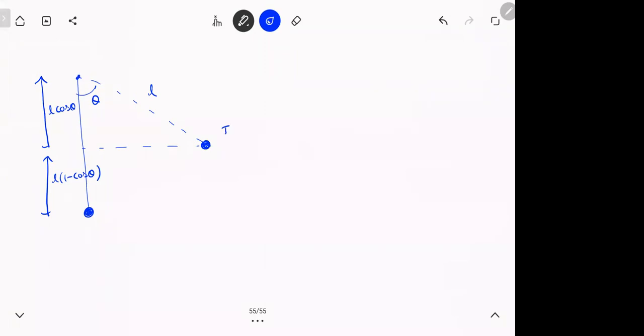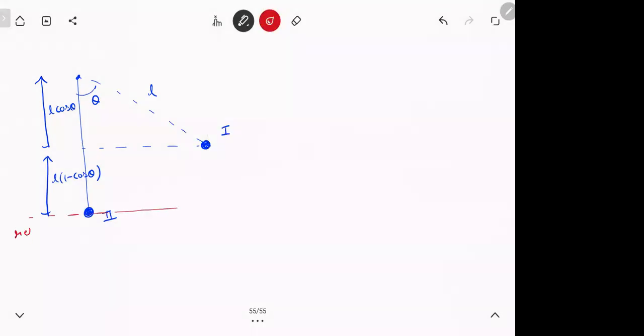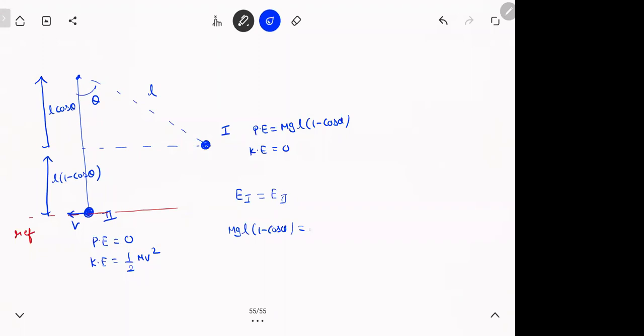So now this is state 1, this is state 2. You can take anything as a reference line. I'll choose this as my reference. So state 1, potential energy mgL into 1 minus cos theta. Kinetic energy 0 because you're starting from rest. Here we'll have some speed v. Potential energy is 0. Kinetic energy half mv square. Since work done by external force is 0, energy in state 1 is equal to energy in state 2. You get mgL(1 minus cos theta) is equal to half mv square. So from here I get v square is 2gL into 1 minus cos theta.